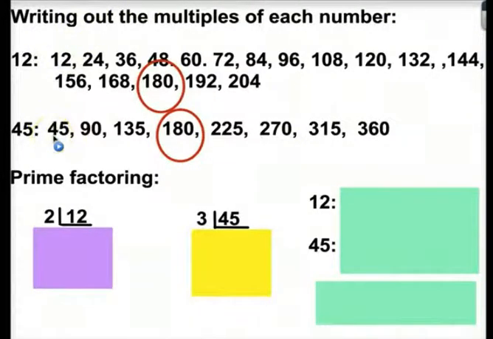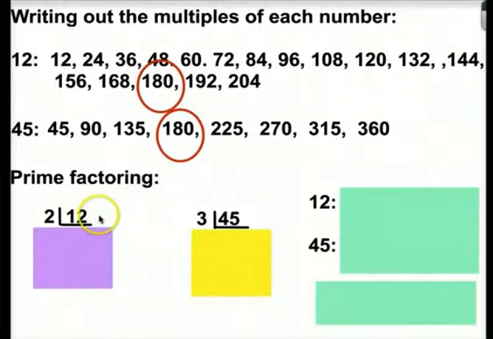Sometimes if you start with your larger number and write it out 5 or 6 or 7 places and then take a look at your smaller number, you find it a little sooner, okay? Because you can see you really had to take this out 15 places to find the common multiple for 12 and 45. So now let's take a look at prime factoring.